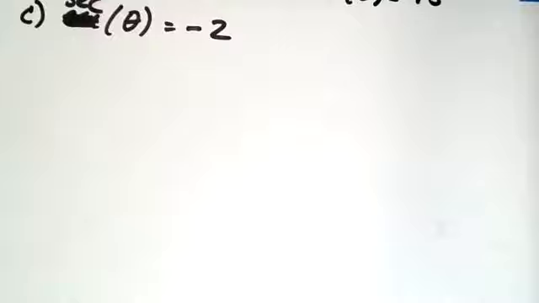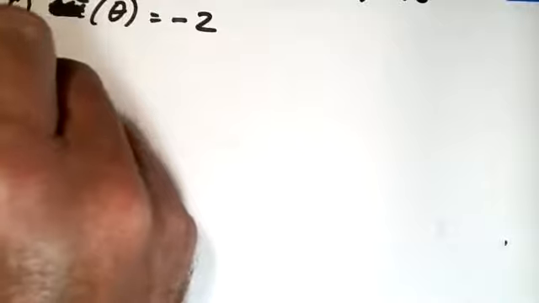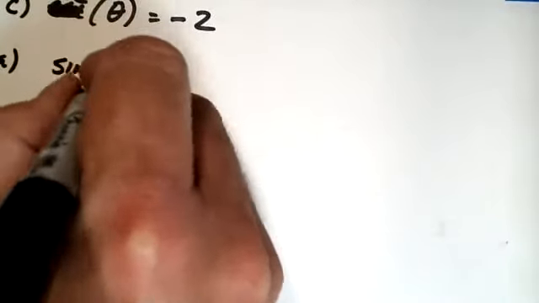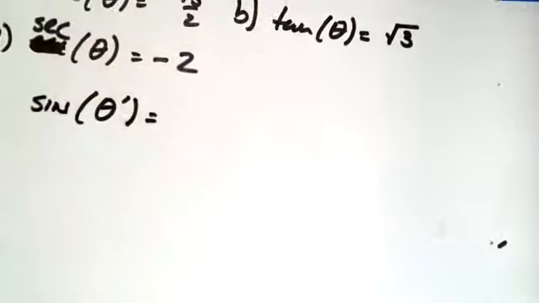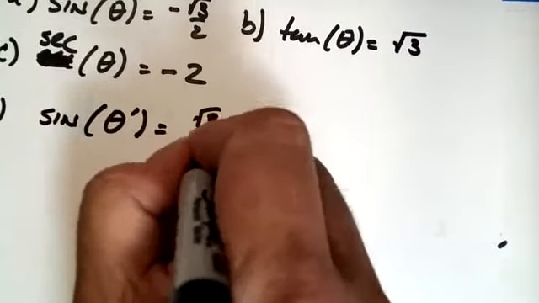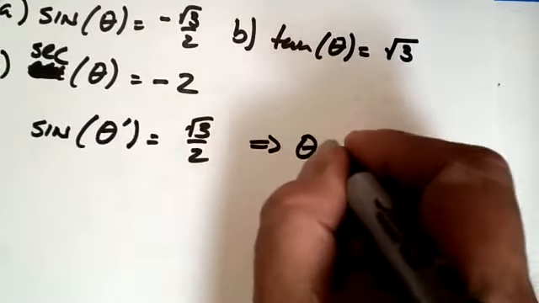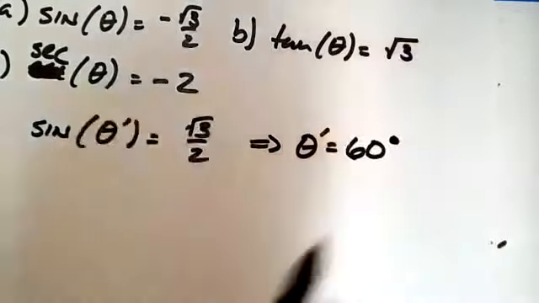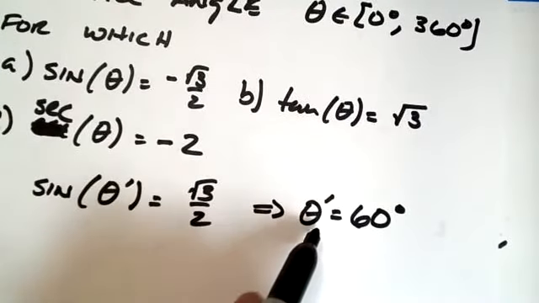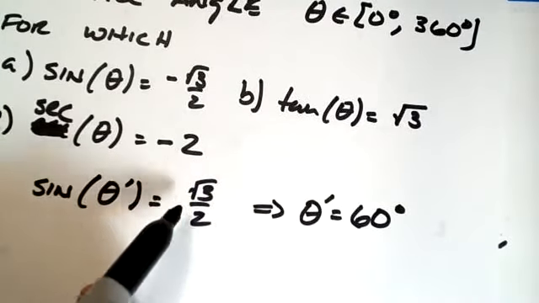So how would you go about doing this? First, you'd say sine of some reference angle is equal to square root of 3 over 2. Now you're isolating it down to just quadrant 1. If you run through the exact values, it's not 0, it's not 30 degrees, it's not 45, it's 60 degrees. So theta prime is equal to 60 degrees. That's the reference angle that corresponds to the magnitude of square root of 3 over 2.